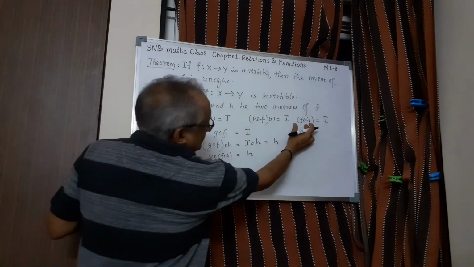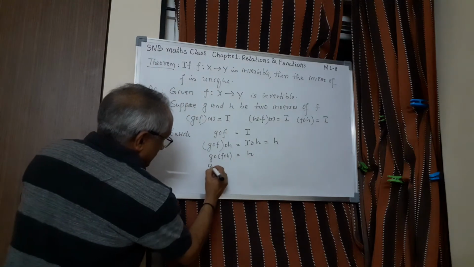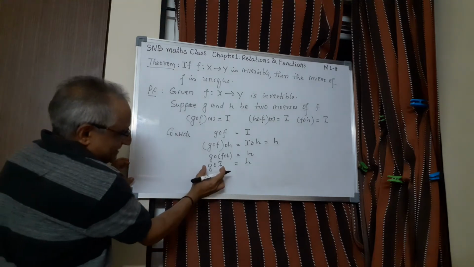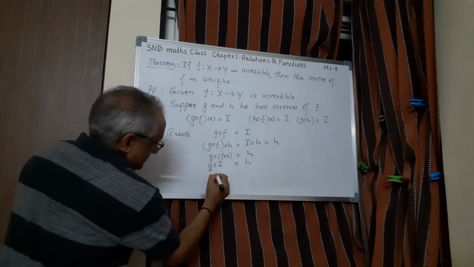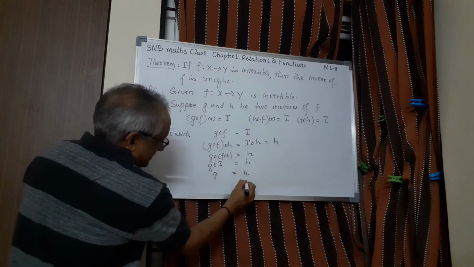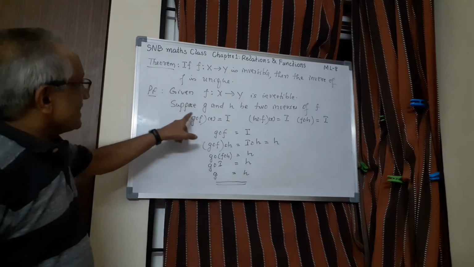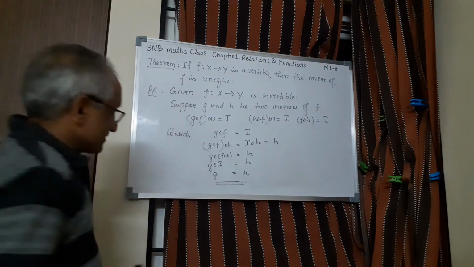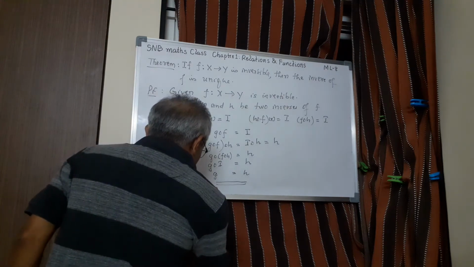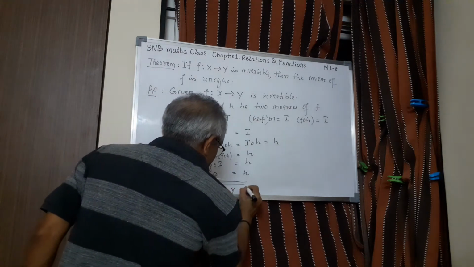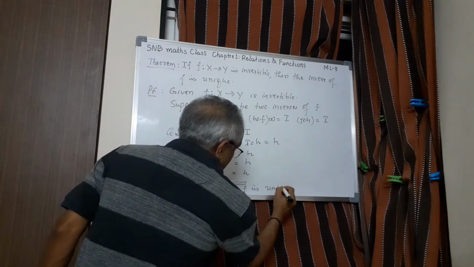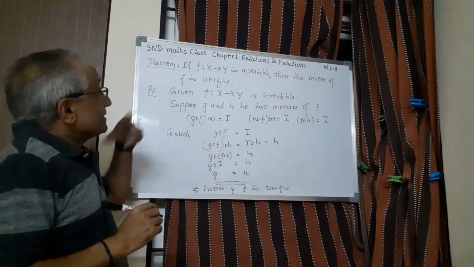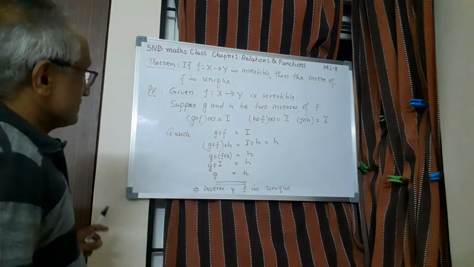Therefore this is g of f of h equal to h. Now f of h is I once again. Therefore g of I equal to h. But once again, g of I is also g only by definition. So g equal to h. This proves g and h are one and the same, which proves inverse is unique. So this implies inverse of f is unique. So this is one important theorem related to invertible function.